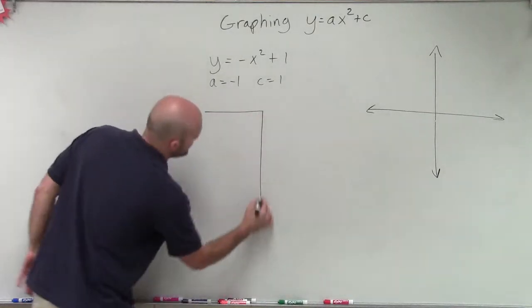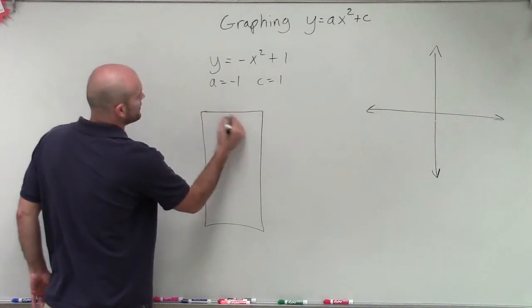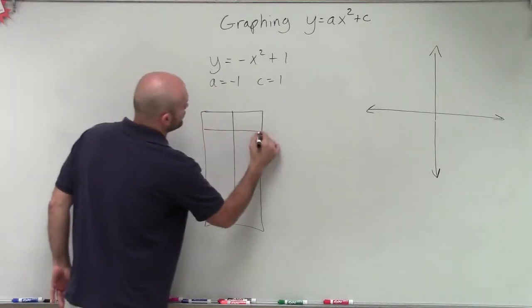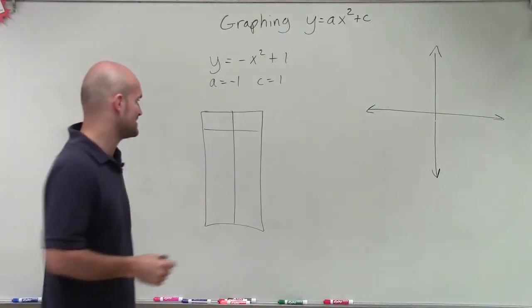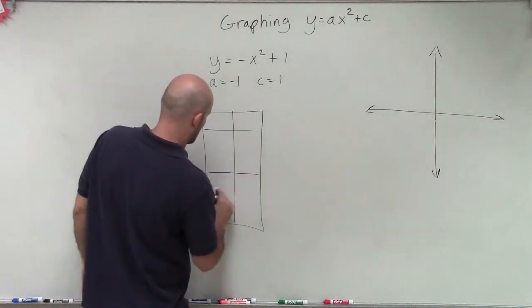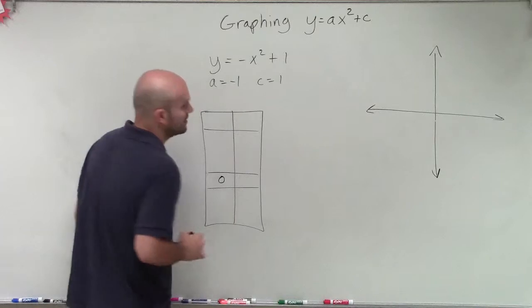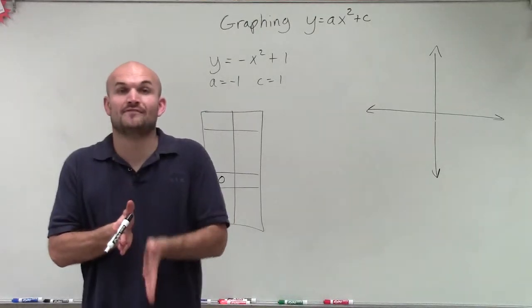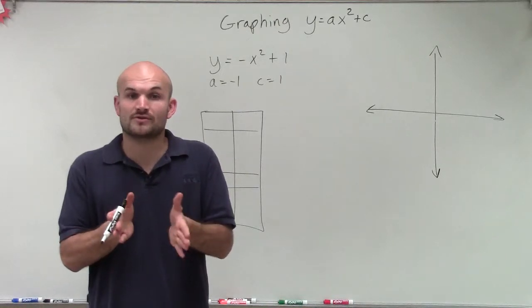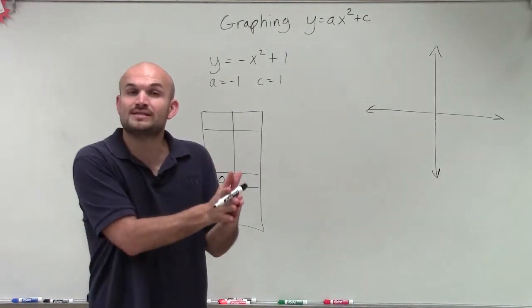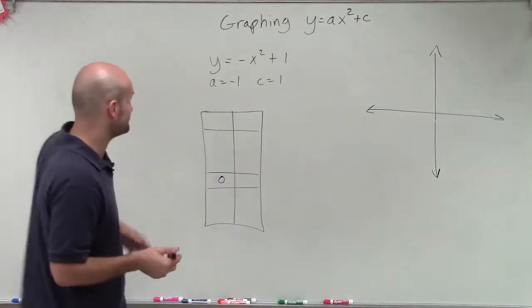And remember, when we're graphing a quadratic that's in this format, we know that our axis of symmetry is at 0. The axis of symmetry is very important when graphing quadratics, because that's the line our graph, or our parabola, the name of a quadratic graph, is going to be symmetrical about. So therefore, we're going to want to choose 2 points to the left and 2 points to the right.